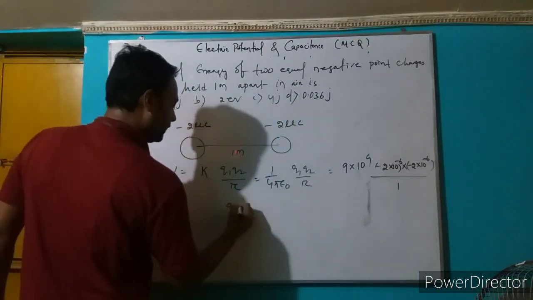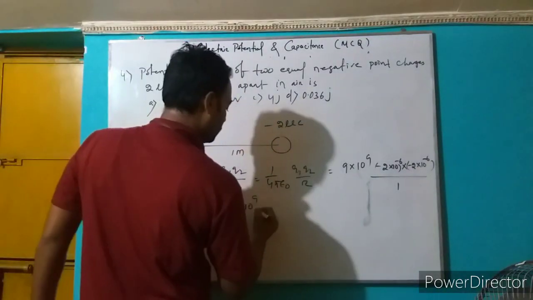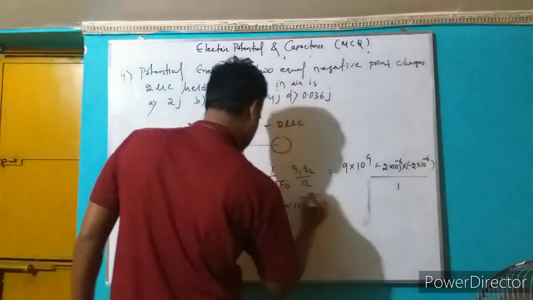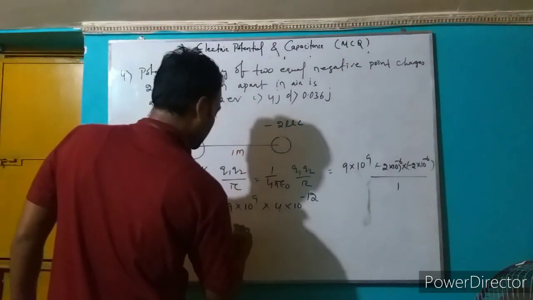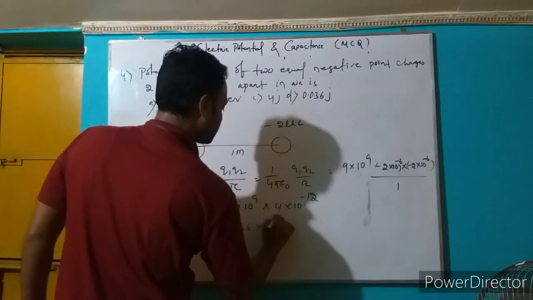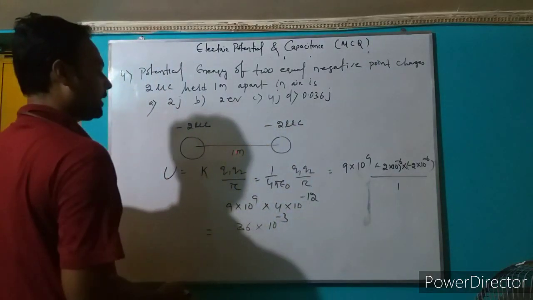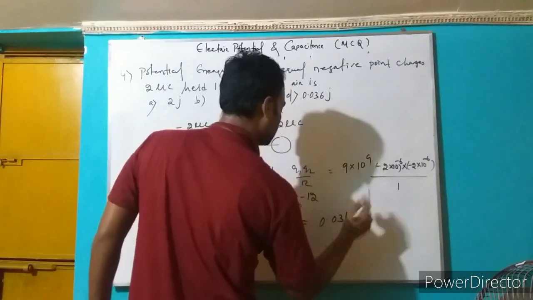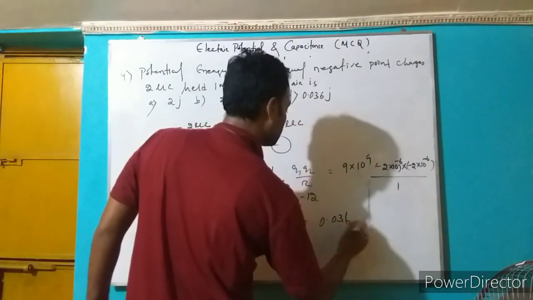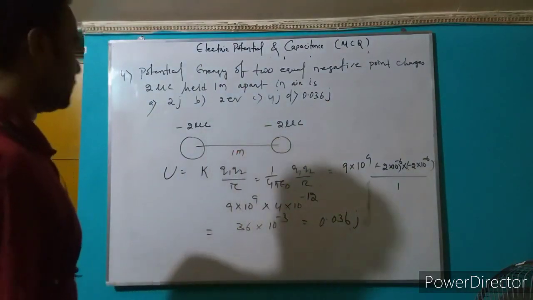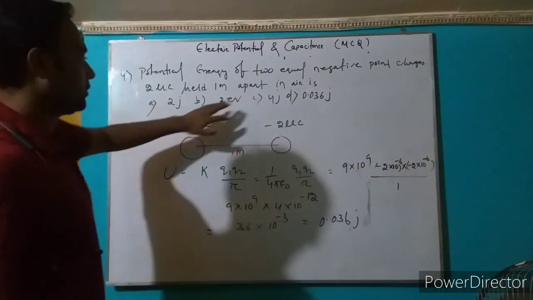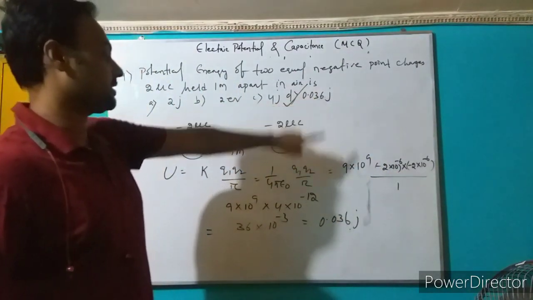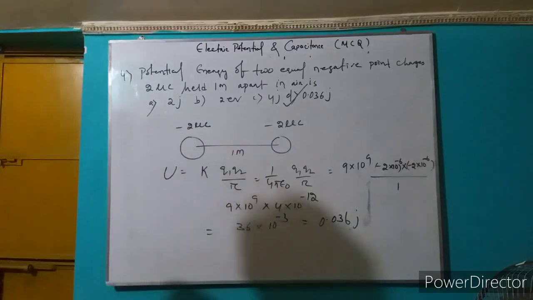So 9 into 10 to power 9 into 2 twos are 4 into 10 to power minus 12. So 9 fours are 36 into 10 to power minus 3. 10 to power minus 3 means 0.036 joule. So this is the answer to the given question. Option 4 is correct, that means option D, 0.036 joule. Now my next question.